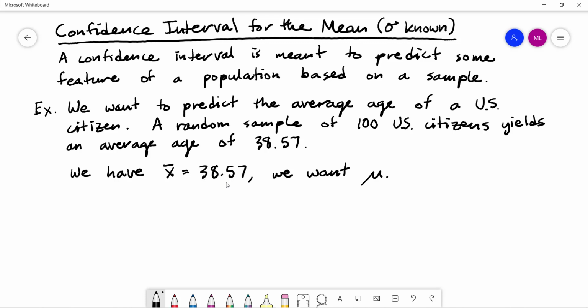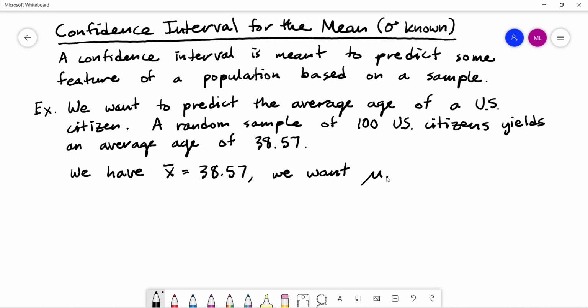Whenever we take a sample to find some features of it, not because we are intrinsically interested in that particular set of 100 people, but instead because we're interested in the entire population and we want to try to generalize this number to this number. So let's think about it. What are the odds that this number, 38.57, is exactly correct, that it exactly matches the true average age of all US citizens? It's basically slim to none.